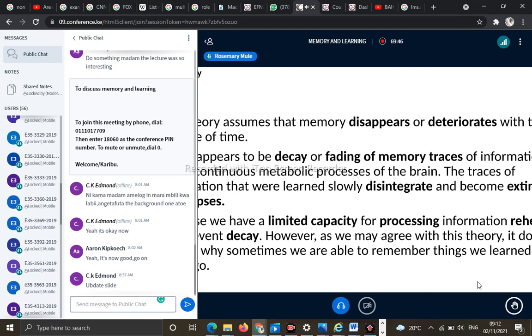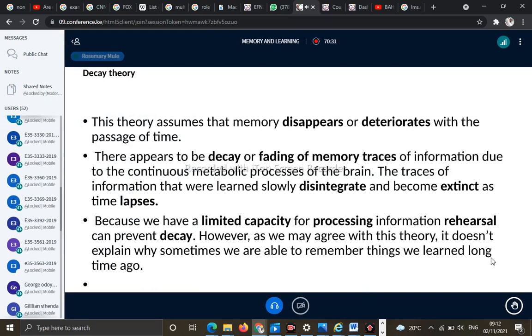There appears to be decay or fading of memory traces of information due to the continuous metabolic processes of the brain. The traces of the information that were learned slowly disintegrate and they become extinct as time lapses. So we are saying that because of the metabolic processes, the brain keeps on wearing out. We have the dead cells that wear out in the brain. And if that information was stored in those cells which fade out or decay in the brain, and they are excreted due to metabolic processes, then that information is likely to disappear with the disappearance of the brain cells that were containing it after a very long time. Remember, the brain keeps on renewing its cells.